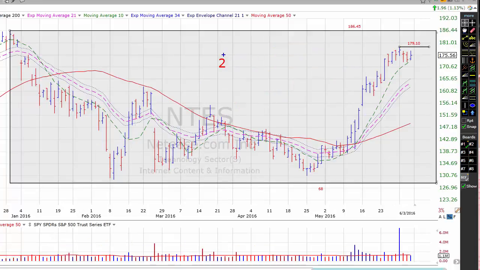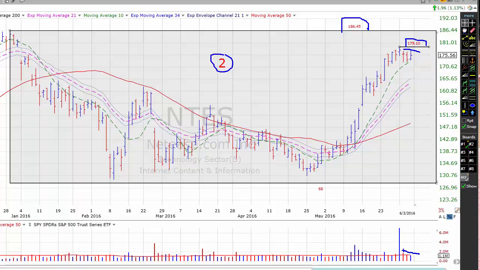Next we have NetEase. NetEase is working on a second stage base with a pivot point way up here in the 186.45 area. But notice we may be putting in a little bit of a handle here with a pivot point in the 179.10 range. A handle has to be 5 days.